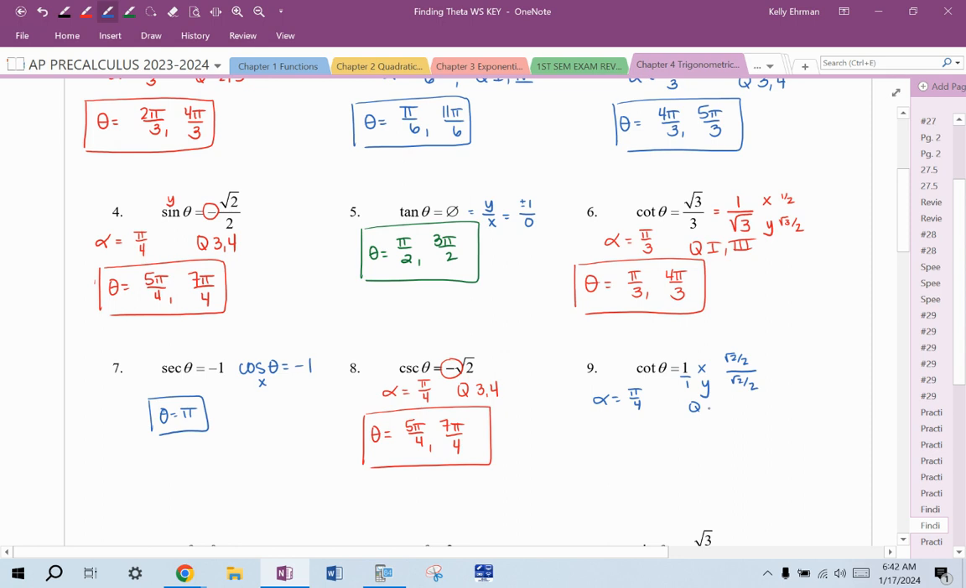Cotangent is positive in quadrants 1 and 3. So our answers for theta are pi over 4. And then the quadrant 3 version of that is 5 pi over 4.